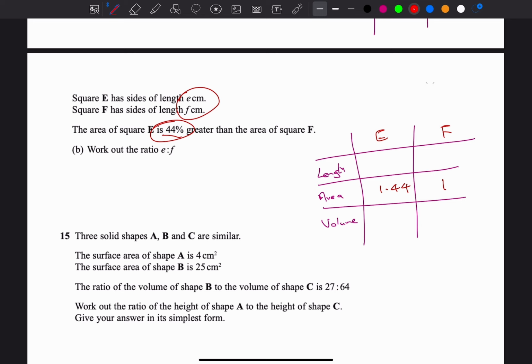Now we have to go back to the length. Remember, square root it, which is 1.2. Square root of 1 is 1. Work out the ratio of E to F. E to F is the length. The length ratio is 1.2 is to 1.